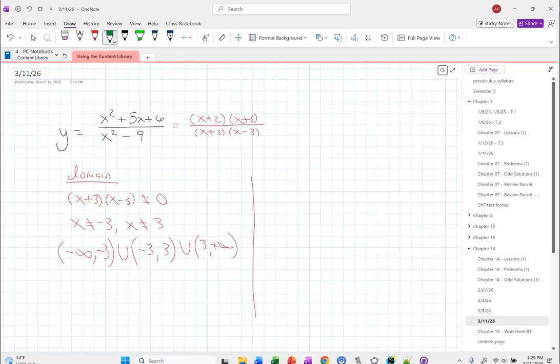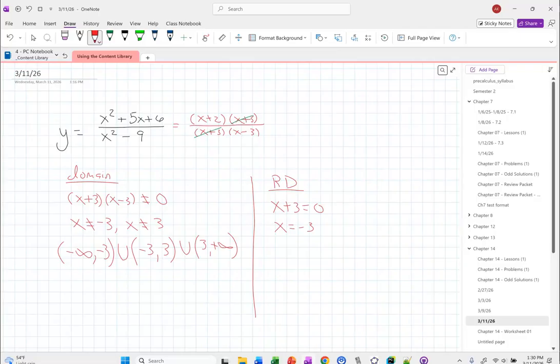Yes, the x plus 3's. What does that do? It creates a removable discontinuity. I set the piece that I crossed off equal to 0, but a removable discontinuity is a point, right? It's a location, so it has a y coordinate also.